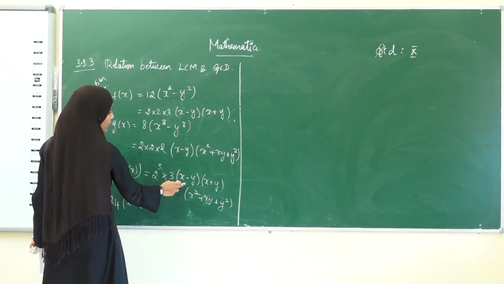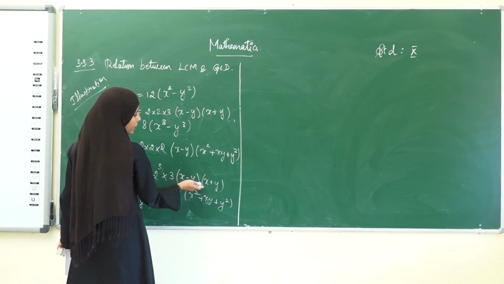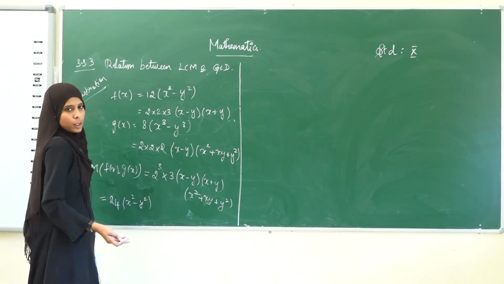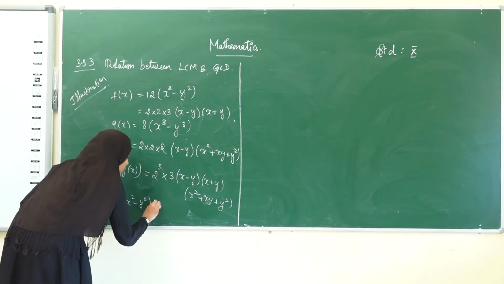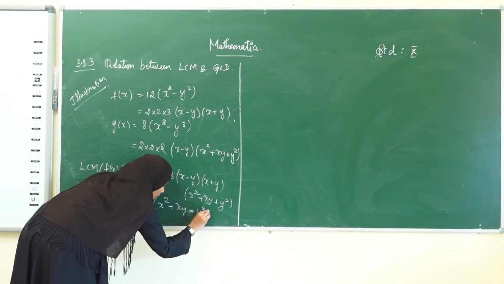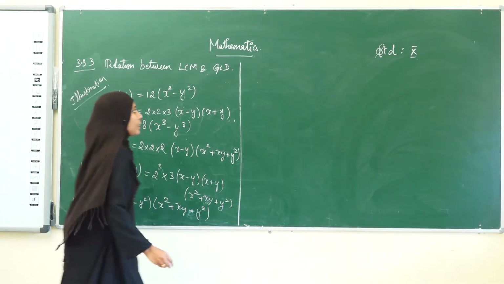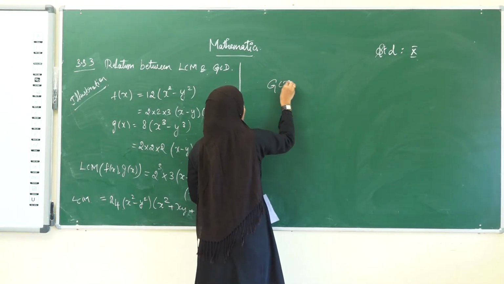Here it is only x minus y, and here it is x plus y, and on multiplying this, what will we get? The formula a square minus b square, that is x square minus y square, into this term, that is x square plus xy plus y square. So this is the LCM.